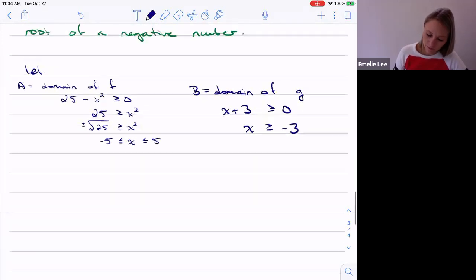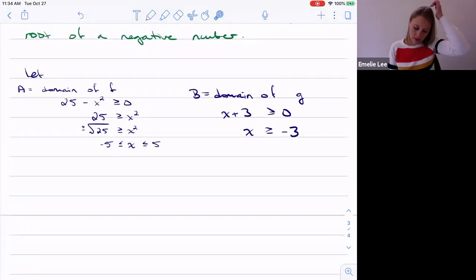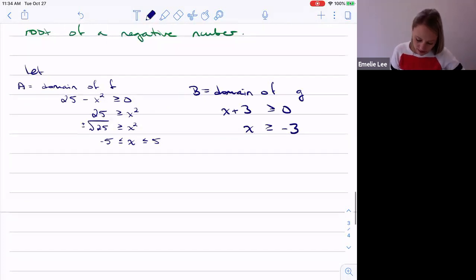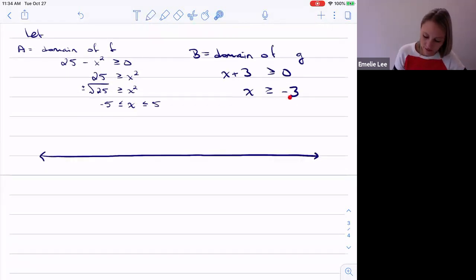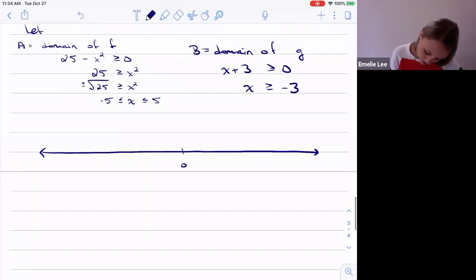So now, remember, the domain of both of these is the combination of A and B. So we have to find the overlap. I like to use a number line here. I've got some key players: negative 3, negative 5, 5, and then I'll put 0 on there just for reference. 0, 5, negative 5, negative 3.